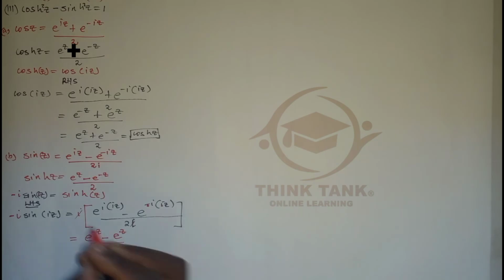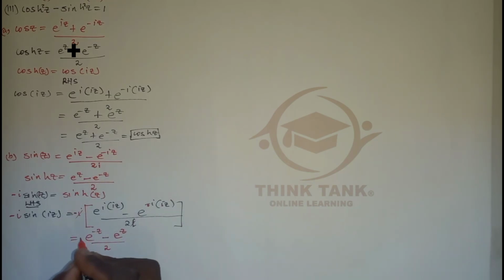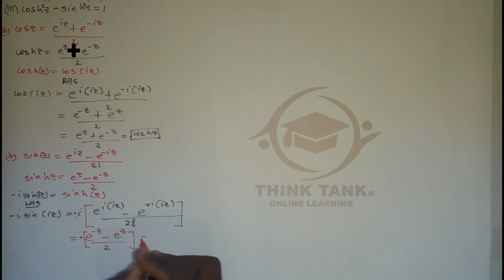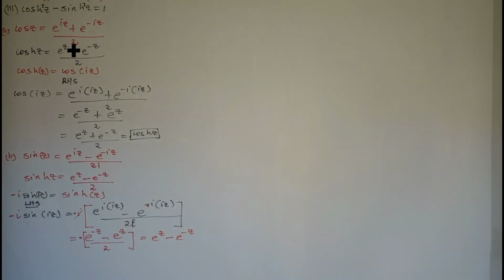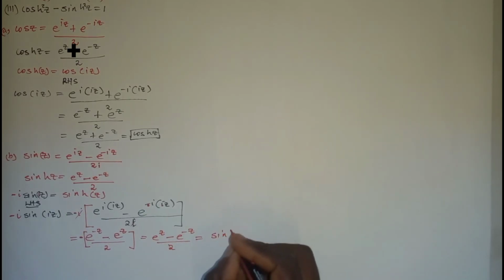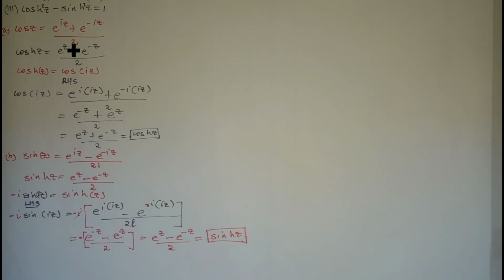Need a negative here, you can just put it right here, and here we have a negative. Okay, let's write it like this. I think that will be good. Now let's distribute the negative. We're going to have e to the power z minus, this one's going to become positive, this one's going to become negative, divided by 2. And as you can see, this one is now equal to cosh z, and this one is equal to sinh z, and it's proven.